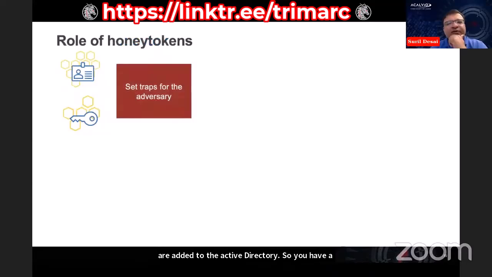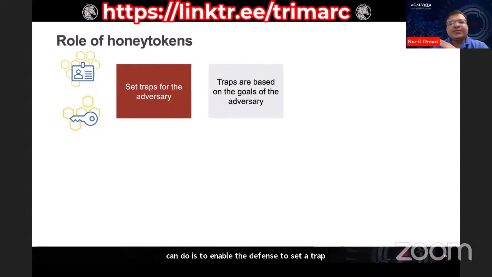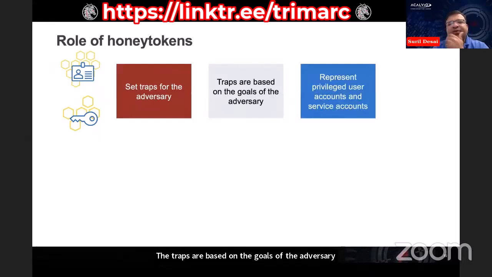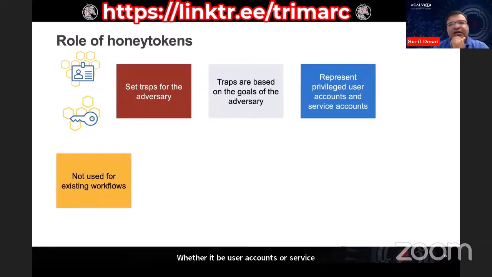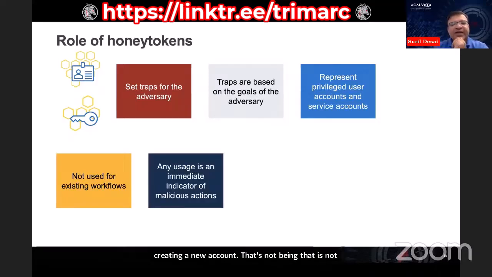Now the role of honey tokens. Effectively, honey tokens enable the defense to set a trap for the adversary. The traps are based on the goals of the adversary. They can represent privileged accounts, whether user accounts or service accounts. These are not used for existing workflows. So you're creating a new account that is not used for any other legitimate purpose, which means effectively any usage of it is an immediate indicator of a malicious action, because the attacker does not have perfect information.